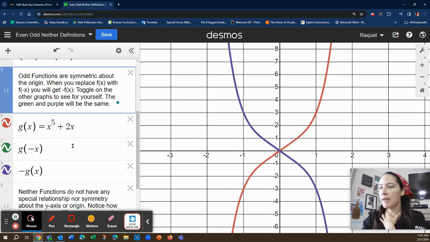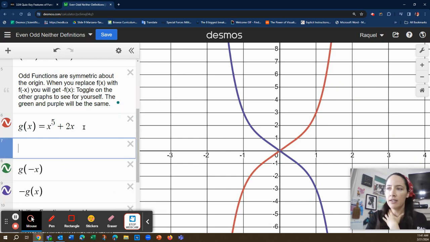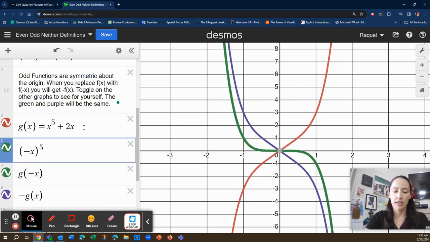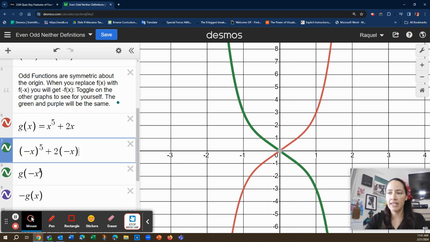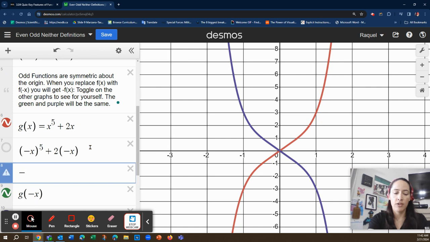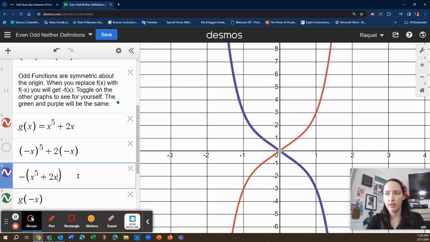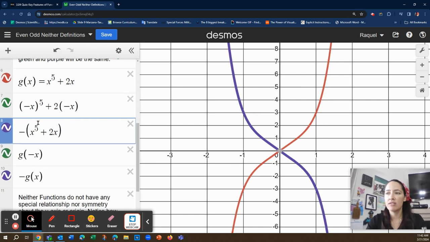Okay, so algebraically, what's happening here is we're plugging in negative x to the fifth plus 2 times negative x. And that's what's creating this g of negative x. And it just happens that it's equivalent to negative g of x. So watch what that looks like. That looks like this, if we just did a negative parentheses around this whole thing, it's exactly the same. So there's kind of the algebra behind the function notation. They're all exactly the same thing.